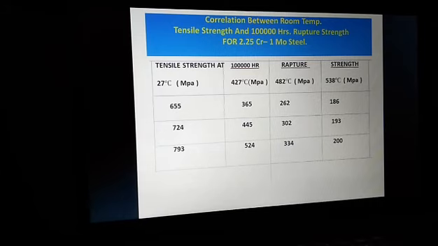Correlation between the room temperature tensile strength and 100,000 hours rupture strength for 2.25 chrome 1 moly steel is denoted here.